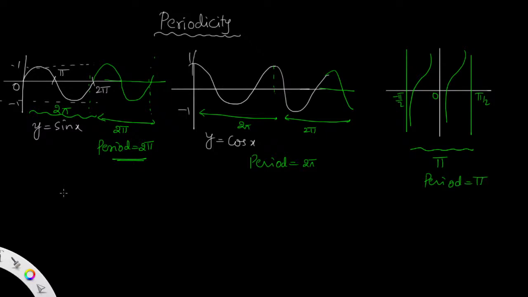That means any graph which keeps repeating itself after a duration is what we call a periodic function. The graph will always repeat over some fixed length, and then it is said to be a periodic function. The graph of any periodic function repeats after a fixed length or interval, therefore it is said to be a periodic function.